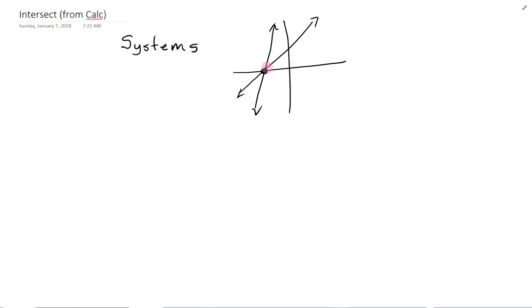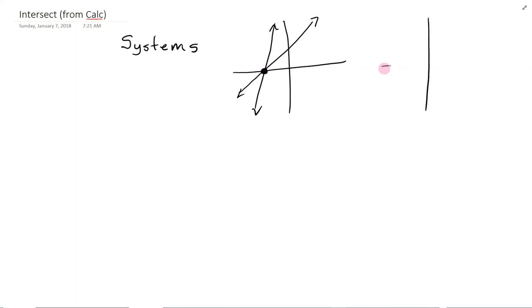And you might have done this graphically, you might have done it with an addition method, you might have done it with a substitution method. Now we're going to talk about finding this point of intersection with a graphical method using the calculator.